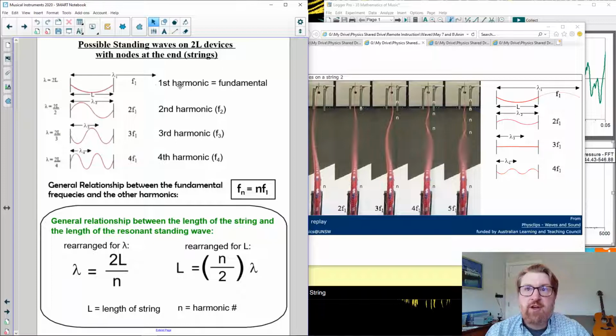The fundamental frequency, the lowest note that could be played on a particular string, always corresponds to that longest wave. And all the other harmonics, F2, F3, F4, are just whole number multiples of that lowest possible frequency. So these equations can be used to relate the wavelength on the string to the actual length of the string itself, where L is how long the string is, and lambda, remember, is how long the wave is.